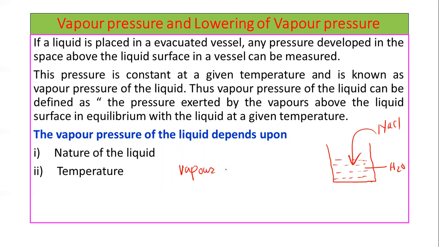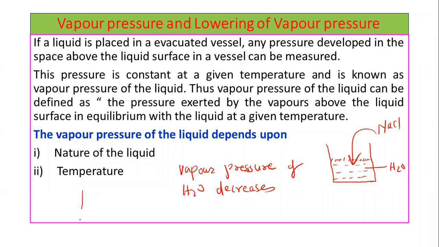The vapor pressure of H2O decreases here because of the addition of the non-volatile solute, sodium chloride. It occupies the solvent molecules here. Sodium chloride is here now. So due to that, vapor pressure gets reduced.